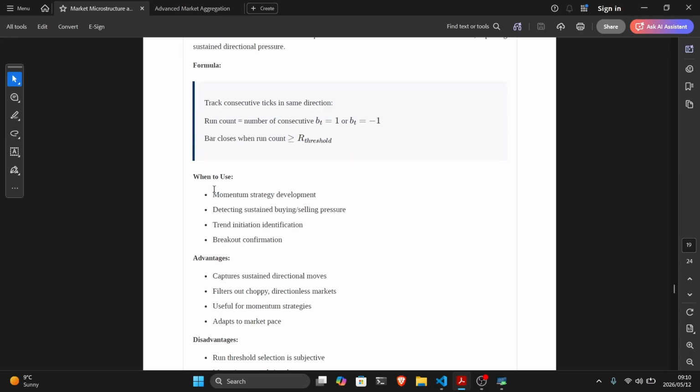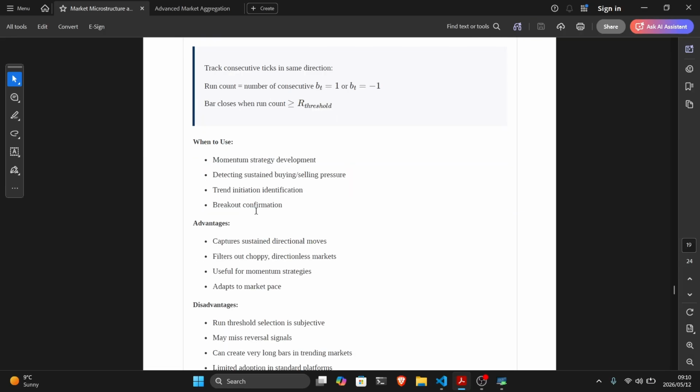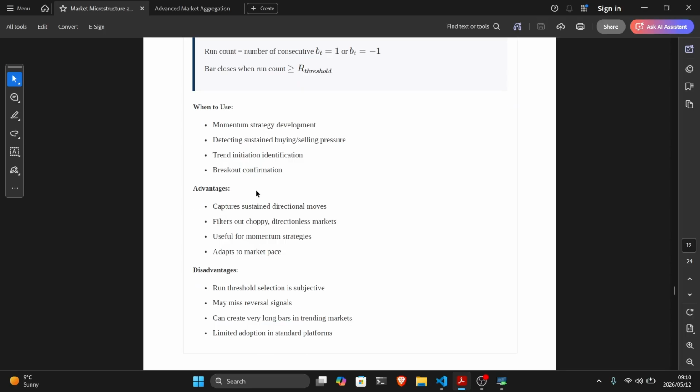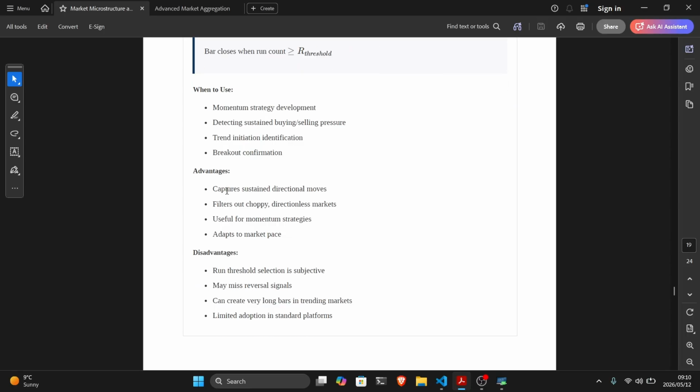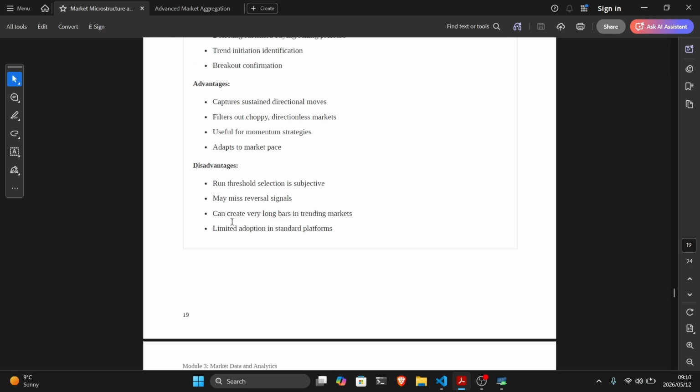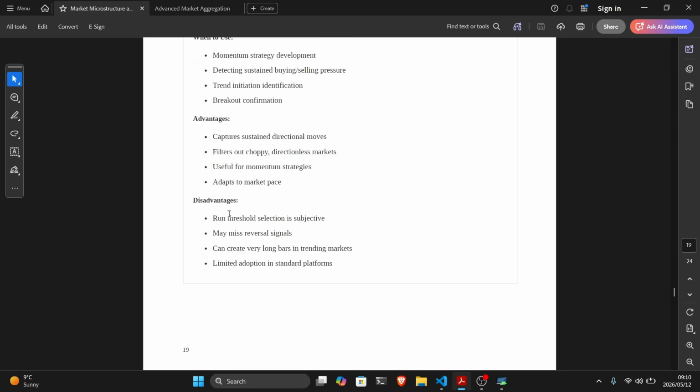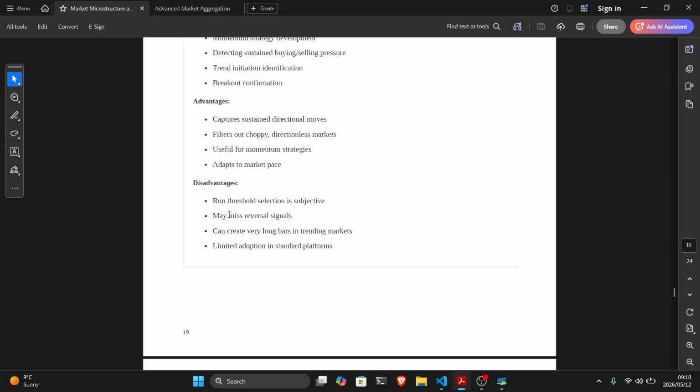When to use: momentum strategy development, detecting sustained buying and selling pressure, trend initiation identification, breakout confirmation. Advantages: captures sustained directional moves, filters out choppy directionless markets, useful for momentum strategies, adapts to market pace. Disadvantages: run threshold selection is subjective, may miss reversal signals, can create long bars in trending markets, limited adoption in standard platforms. Now let's get into the code.